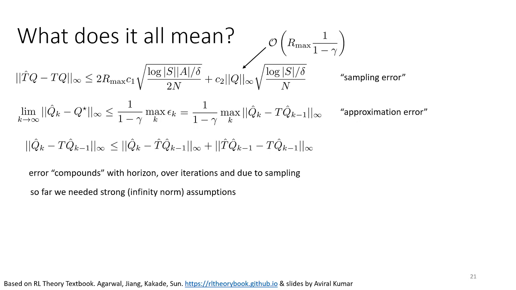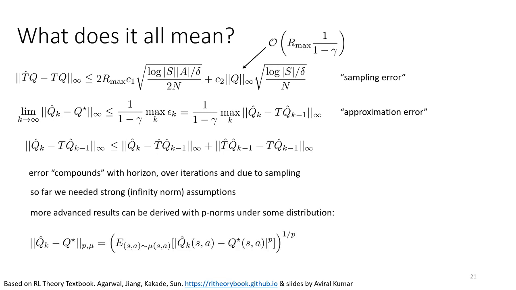Now, so far we needed strong assumptions, specifically infinity norm assumptions on the error that we're incurring. So that is a fairly strong assumption that is not always going to hold. More advanced results can actually be derived with p-norms under some distributions. So infinity norms are not really realistic for practical learning algorithms. It is possible to do some analysis with p-norms, and you can learn more about that in the RL theory book referenced at the bottom of the slide.